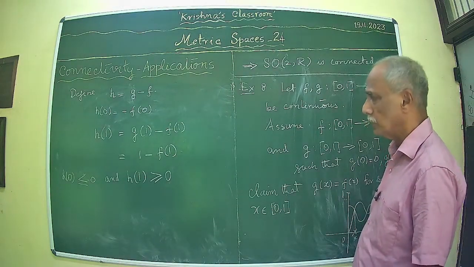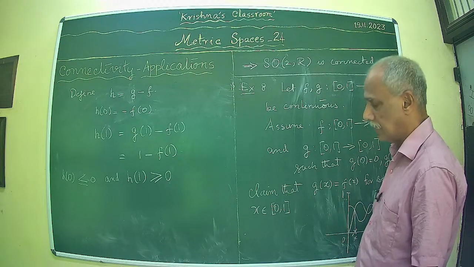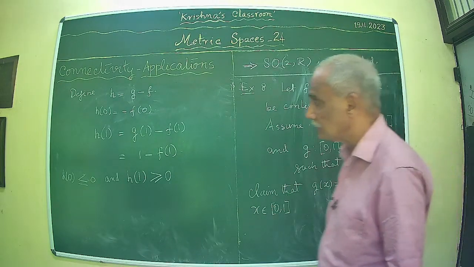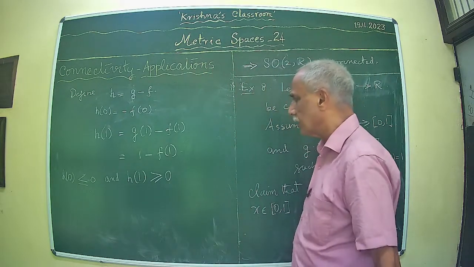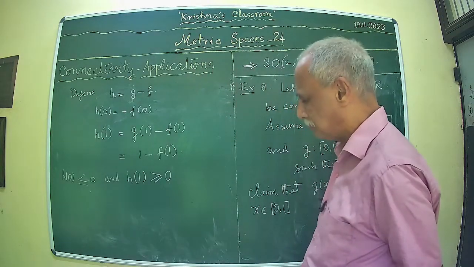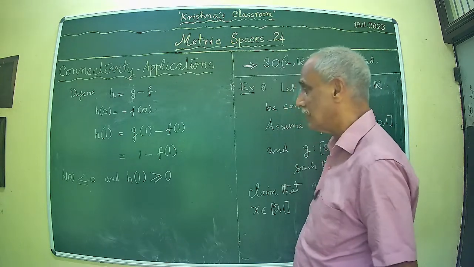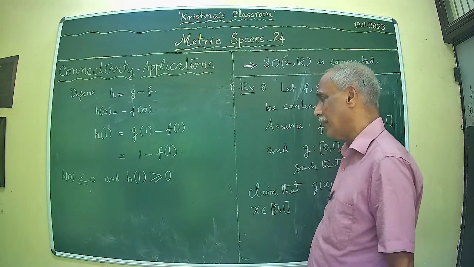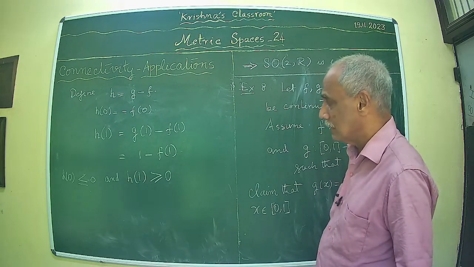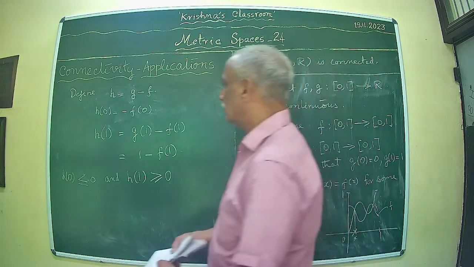So we have got about the h. h is a function which takes a non-positive value at 0 and a non-negative value at 1, and h is continuous.